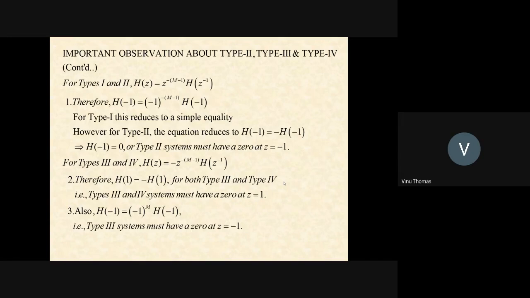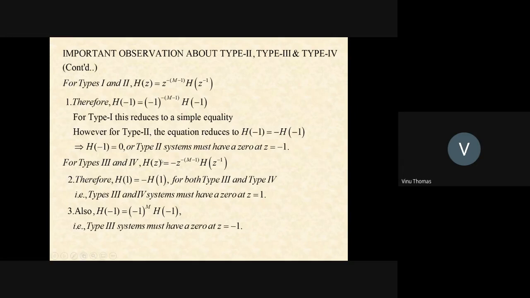So what does it indicate? For types 3 and type 4, you should have a 0 at z equal to 1, as otherwise this relationship will not be satisfied. So for types 3 and type 4, the system will have a 0 at z equal to plus 1.